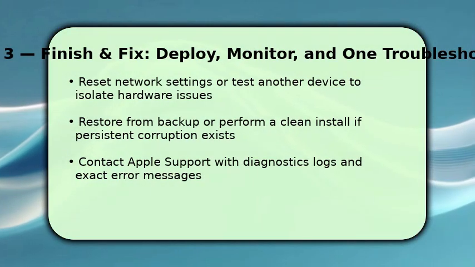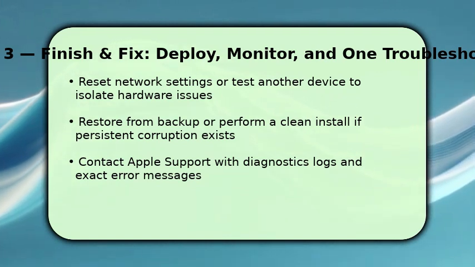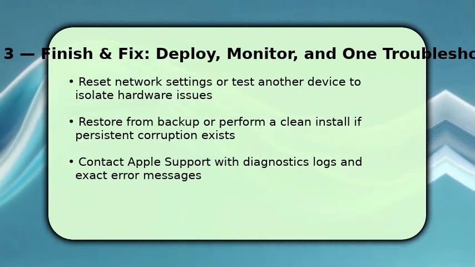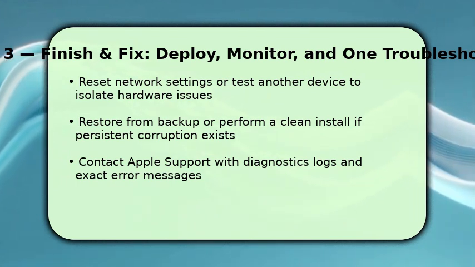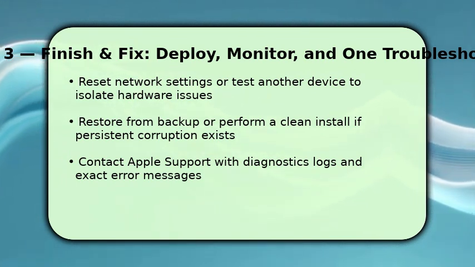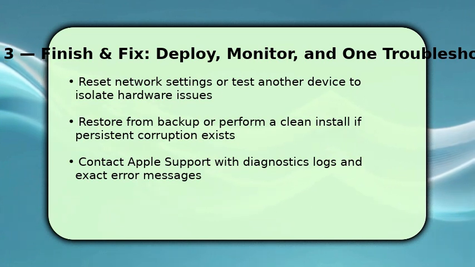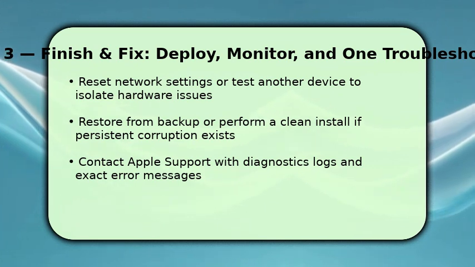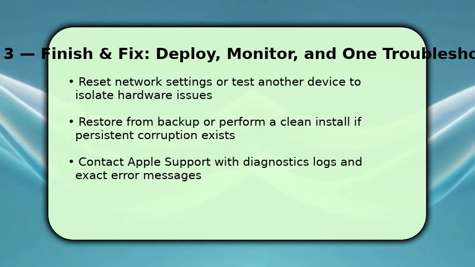For final remedies, you perform deeper resets and, if needed, a restore. Reset network settings to clear DNS or proxy problems, and test Apple Music on another device to rule out hardware faults. If corruption persists, restore from a recent backup or perform a clean iOS install. This removes persistent system-level corruption. Make sure to sync important data first. If none of this works, contact Apple support and provide diagnostics logs and exact error messages. That helps engineers identify and resolve edge cases quickly.